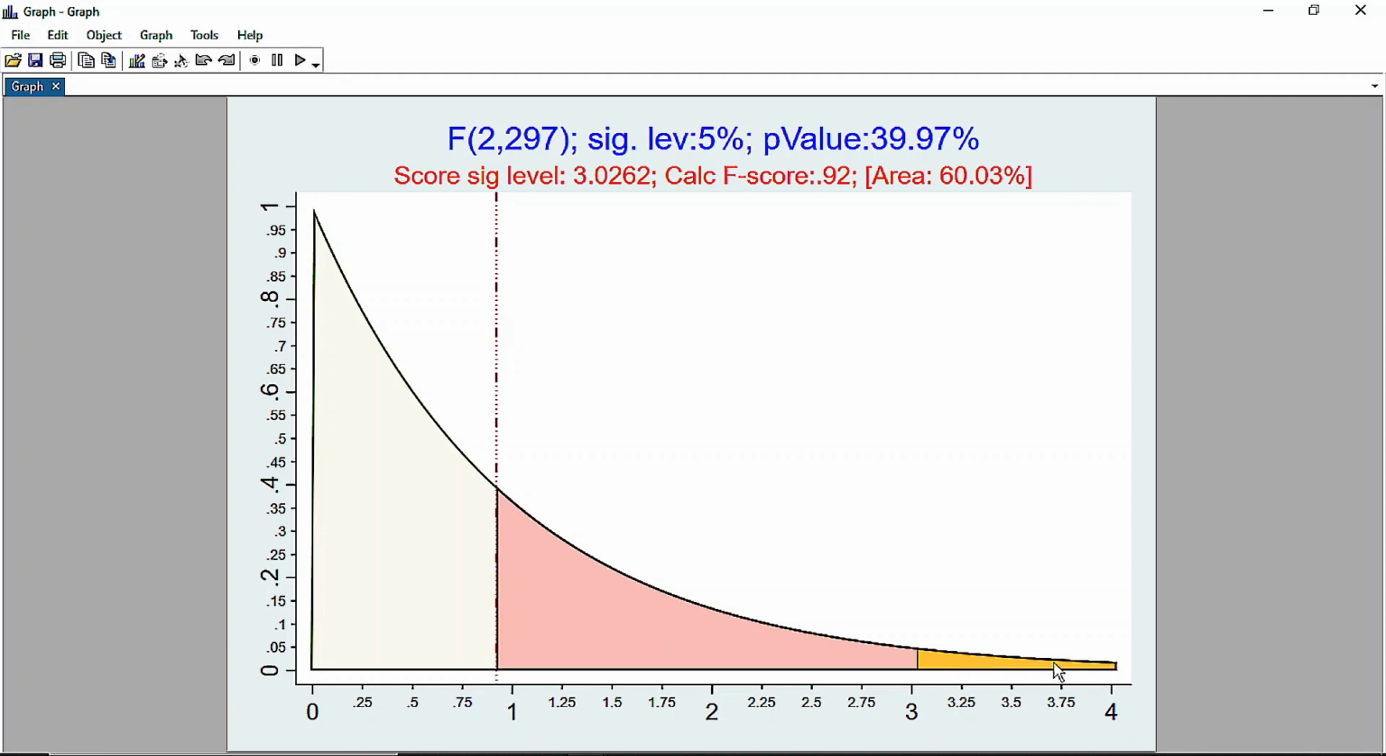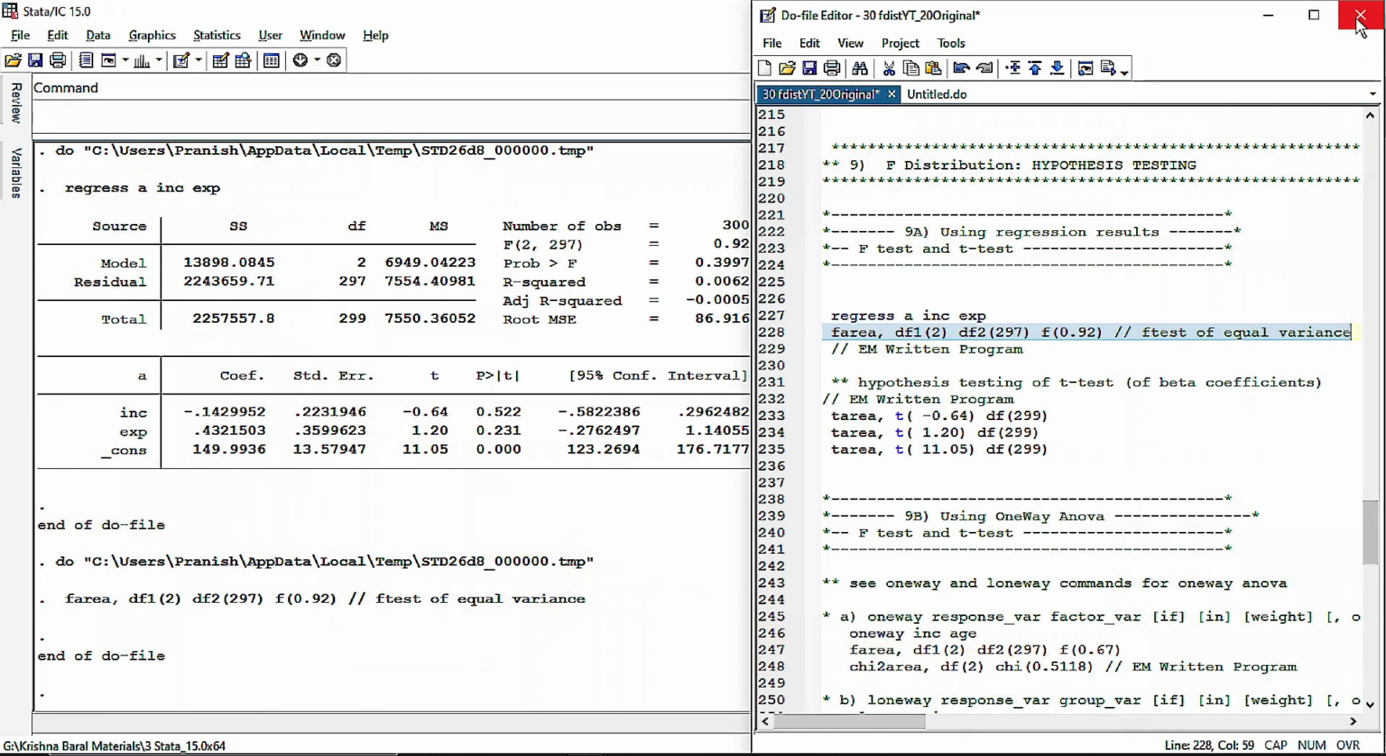So the area marked by this yellow color is 5%. So we are able to surpass this threshold of 5%, and we enter the area of the null. So we fail to reject the null in this case, and we conclude that the independent variables didn't contribute significantly in explaining the variance of the dependent variable. Which is further clear if we see the independent variables, none of them are significant. The t-values are less than 2.